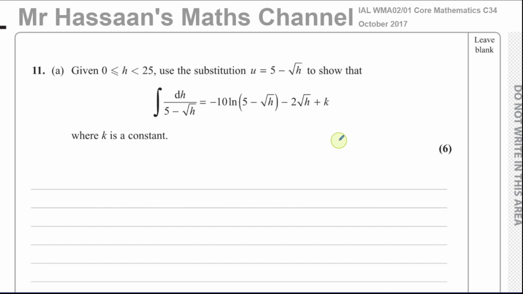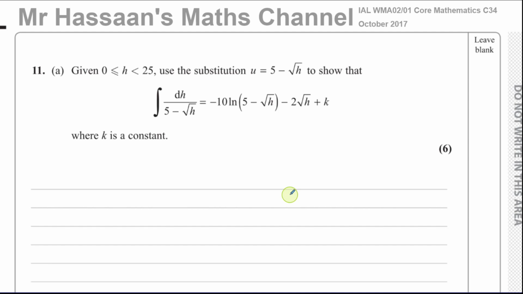We're told, given that h is greater than or equal to 0 and less than 25, use the substitution u equals 5 minus root h to show that the integral of dh over 5 minus root h is given by this expression. Here it's written in a bit of a weird way for some of you, maybe.